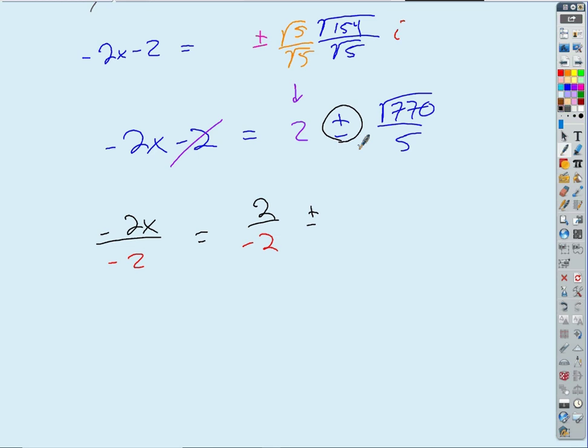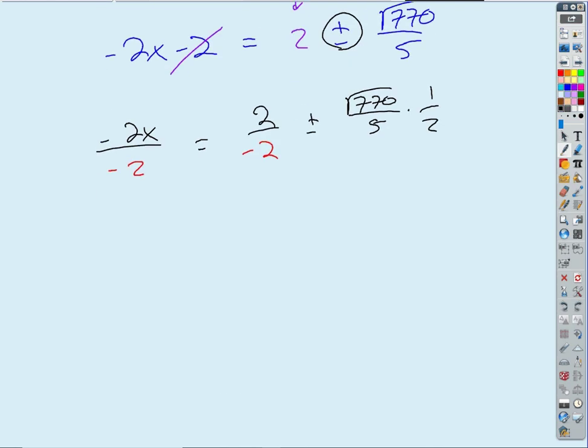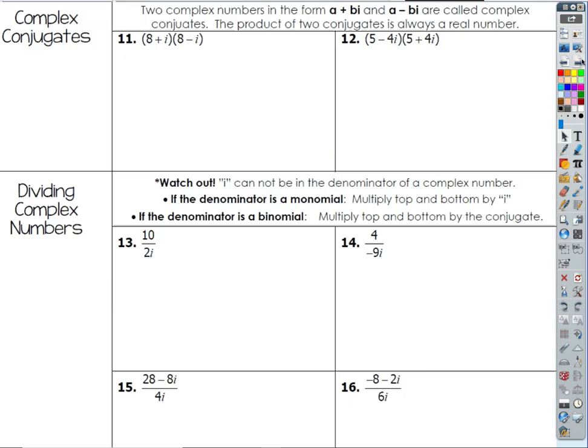Multiply by 1/2. Good. So we're going to end up with the square root of 770 over 5 times 1/2, which is just going to give me 10 on the bottom. Agreed? So then my final answer is going to look like x equals negative 1 plus or minus the square root of 770 divided by 10. Okay, good? All right.